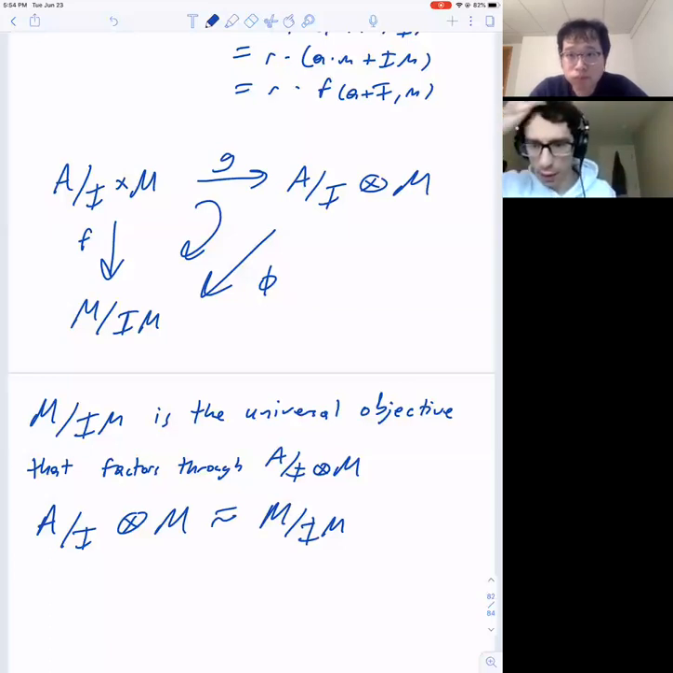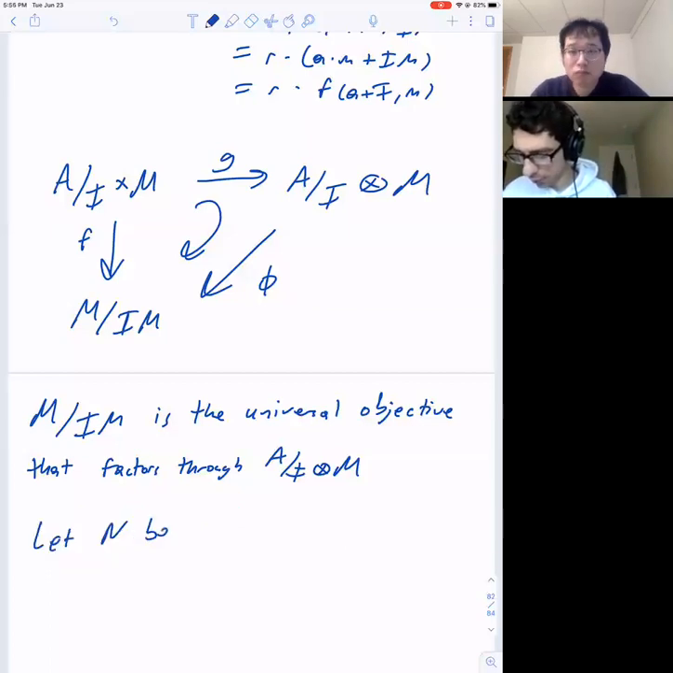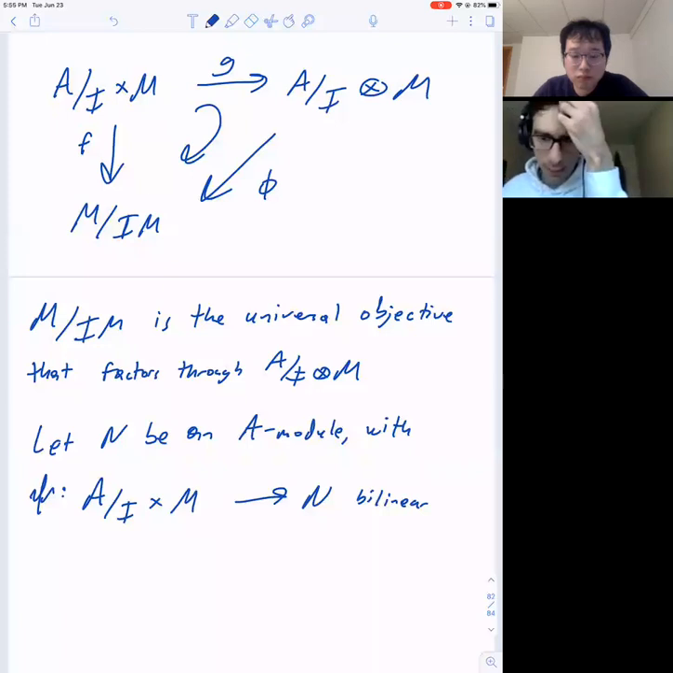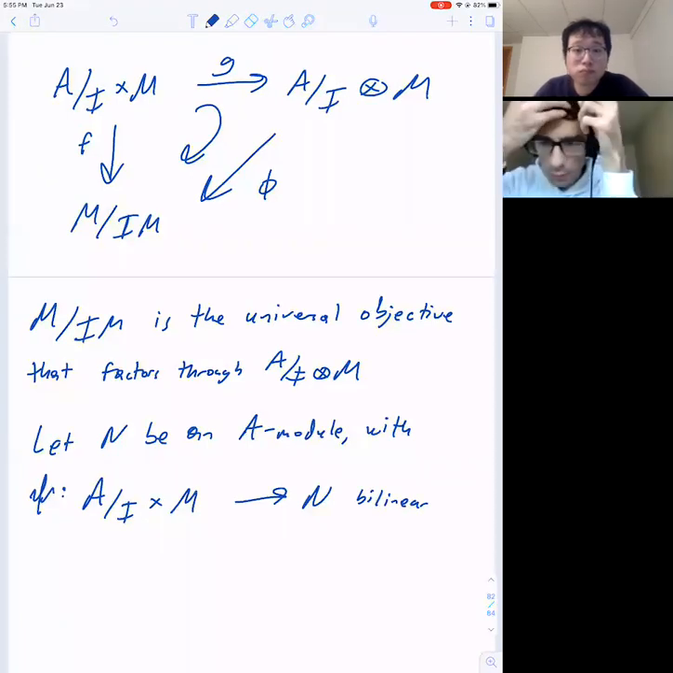So if I say that, let N be an A module with, let's say, phi, I'll call it psi, and it is bilinear, then there is a unique mapping. There's a bilinear map.